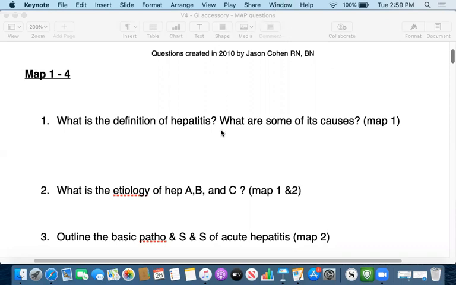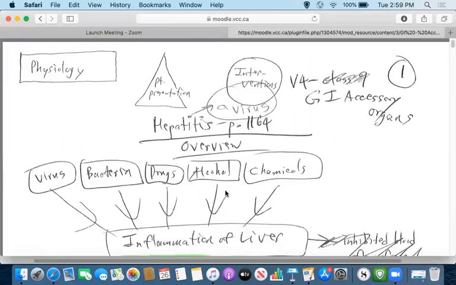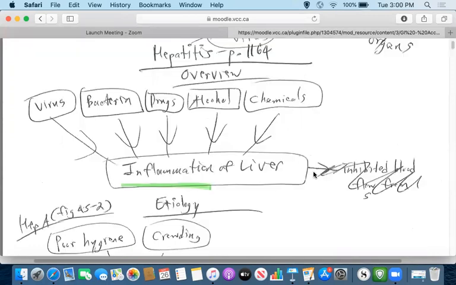Pretty simple: inflammation of the liver. What are some of its causes? There are a number of them. If you look at your maps here, you can see them listed up here in map number 1. Those can all cause the liver to become inflamed.